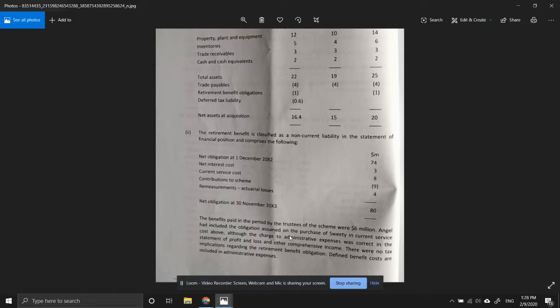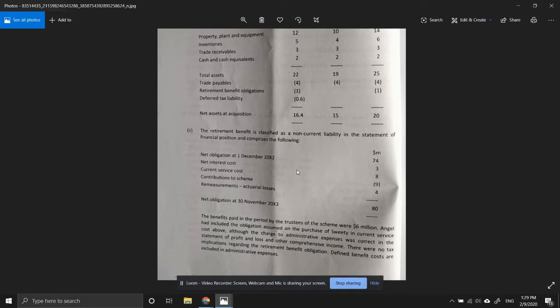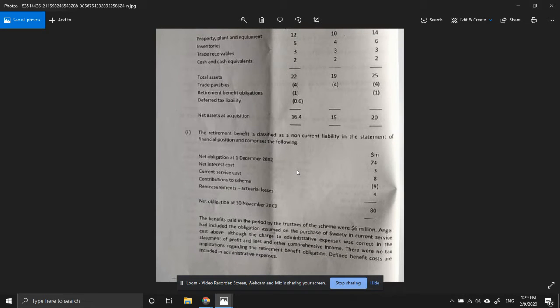Obligation assumed. Okay, although the charge to administrative expense was correct in SOPL and OCI, there was no tax implications regarding the retirement benefit obligation. So this one should be eliminated, right? There is something to do with that one as well. So it had included, right? So it should not actually include that in case of that. Yeah, that's what. So your net expense will be 8 minus 17.